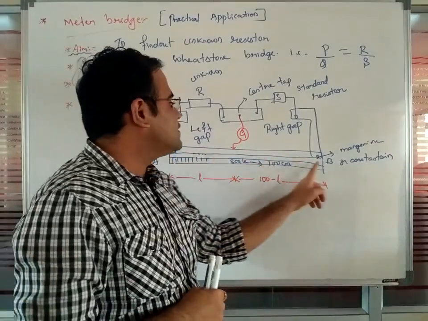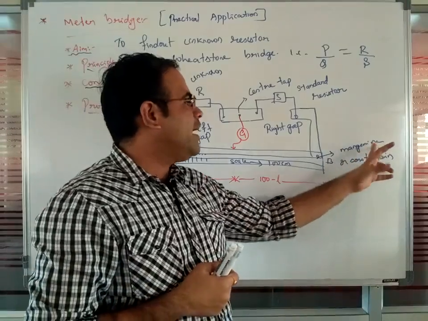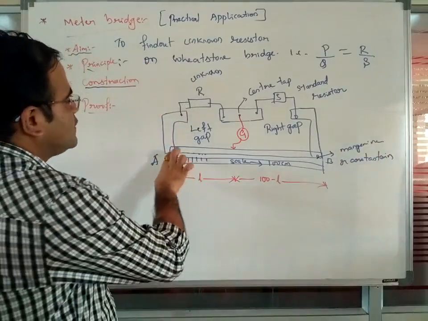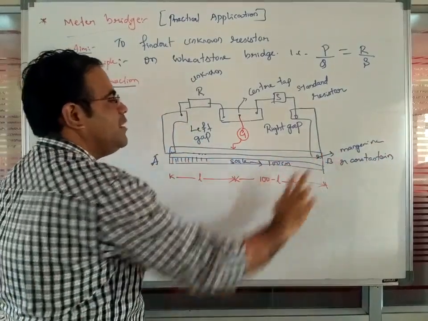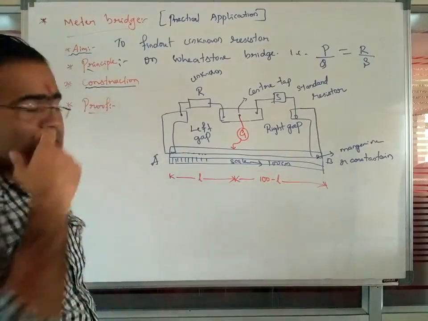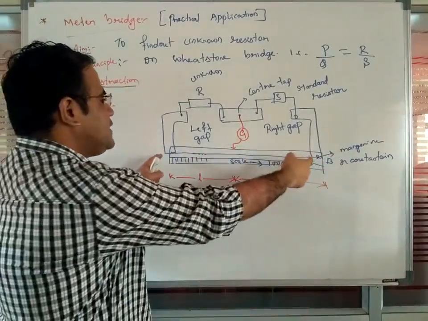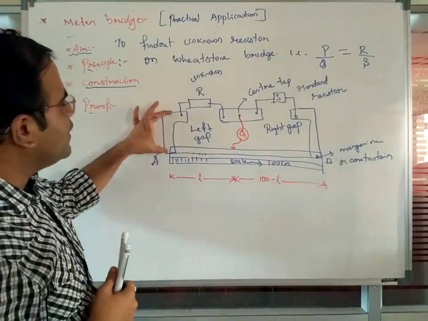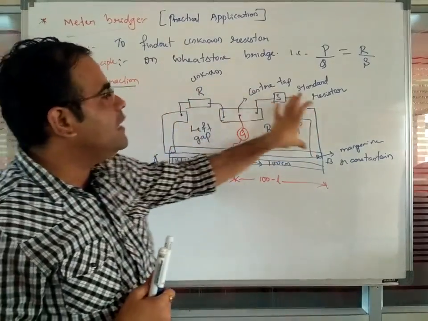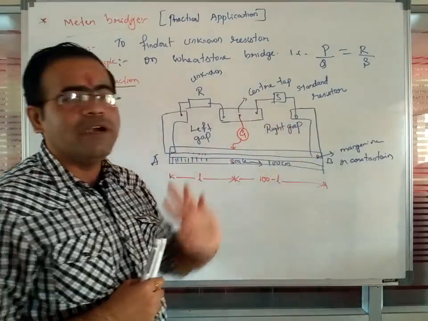Now this is connected with a particular wire. On the metal scale, we fix a wire of manganin or constantan material. Consider this end as end A and this end as end B, which are called the extreme ends of this meter bridge. For these extreme ends of the meter bridge, we connect right angle shaped copper strips like this.